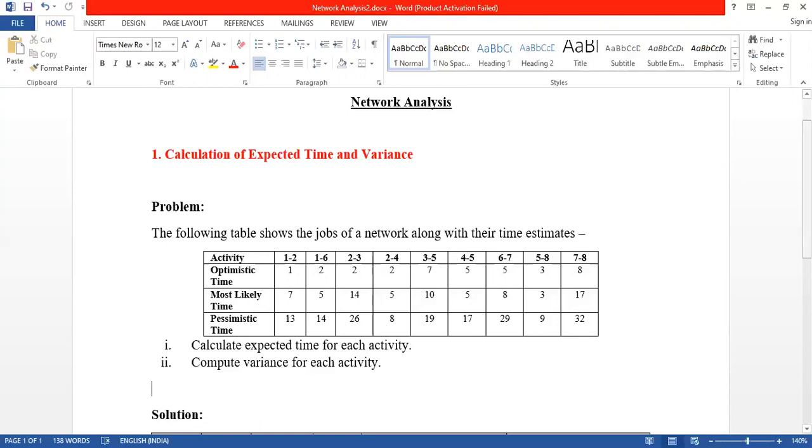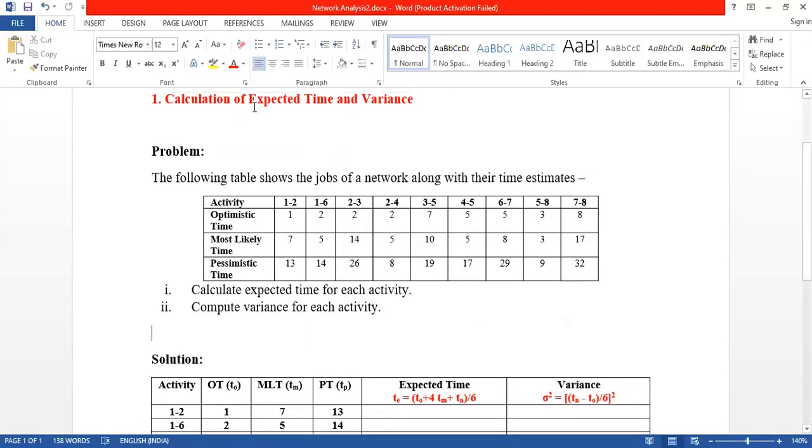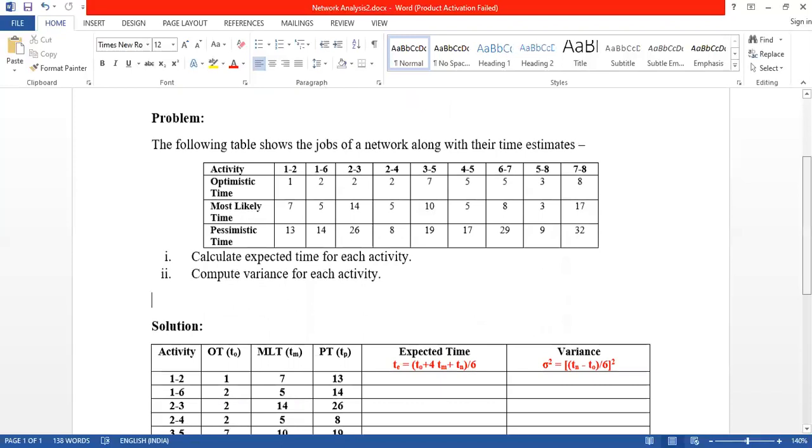Now, this session only talks about the calculation method of expected time and variance, and it does not talk about how to apply these expected time and variance, right? So it is not all about the application of expected time and variance, it is about the calculation of expected time and variance, fine? So we have been given a problem.